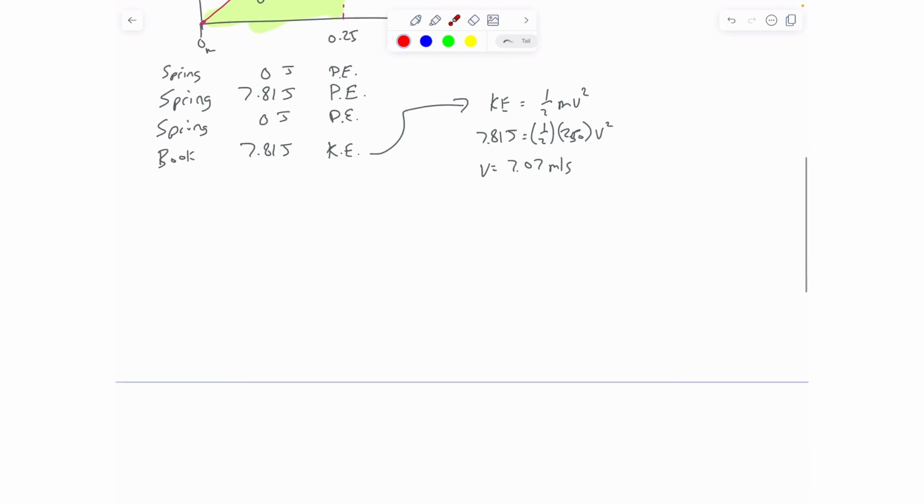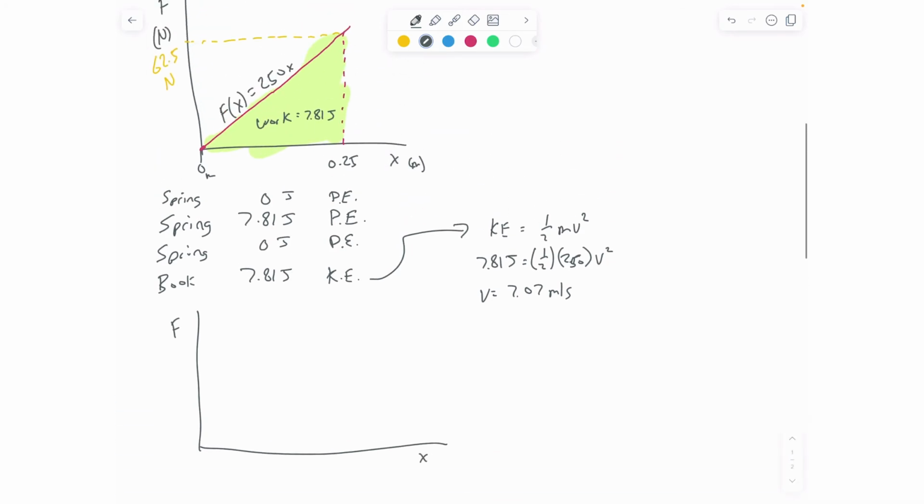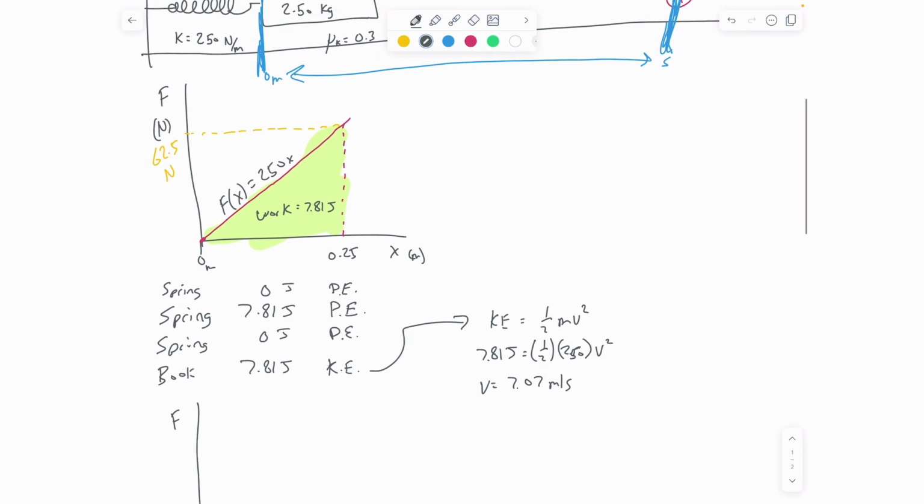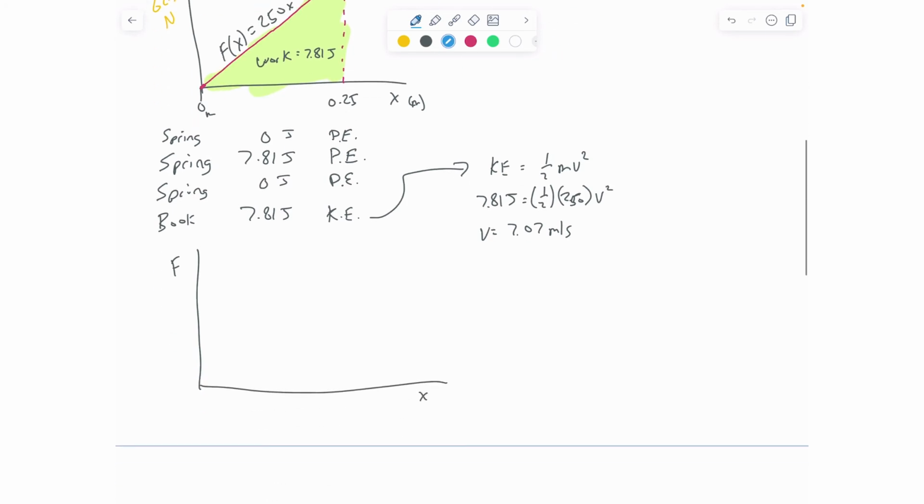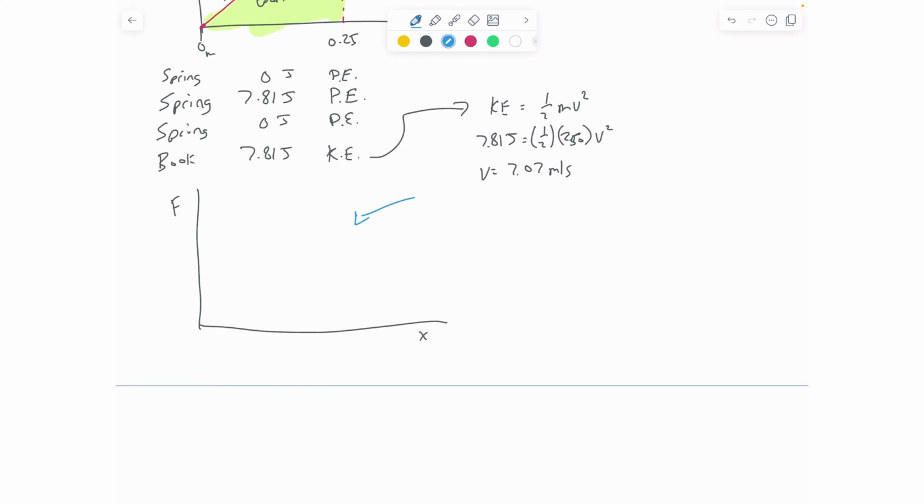So let's look at this. I'm going to draw another graph. Force. Here's the force, here's X. Up here at the top, this one was the spring. So this right here is the spring, the force of the spring. And here what we're talking about is the force of friction.